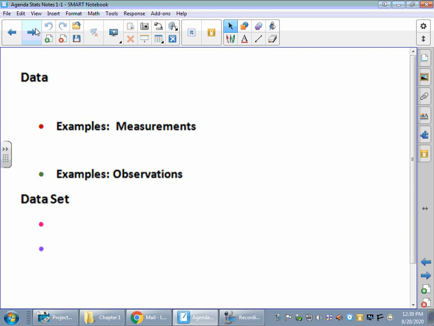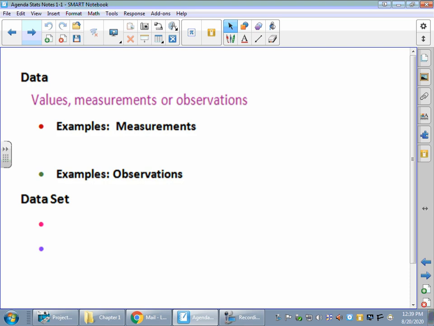Data itself, remember, as we're going through these, feel free to stop, pause, rewind, whatever you need to do. Listen to my words. I know that my voice is irritating, but if you listen to me talk, I often say more than just what's on the board.